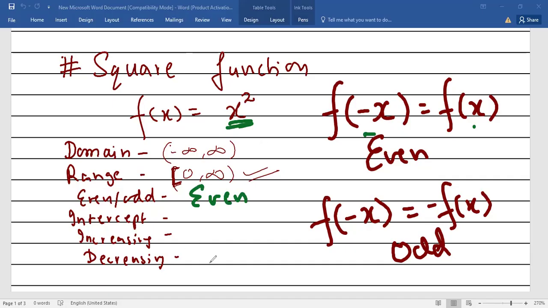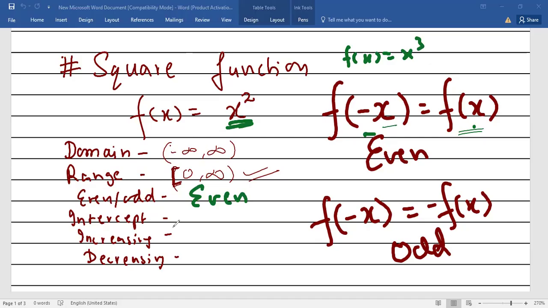But if you look into the cubic function, f of x is equal to x cube, here if you put minus x, you will get minus x cube. So cubic, f of x is equal to x cube, is an odd function, but f of x is equal to x square is an even function, because when you substitute x as negative x, you will get f of minus x is equal to f of x. Okay.